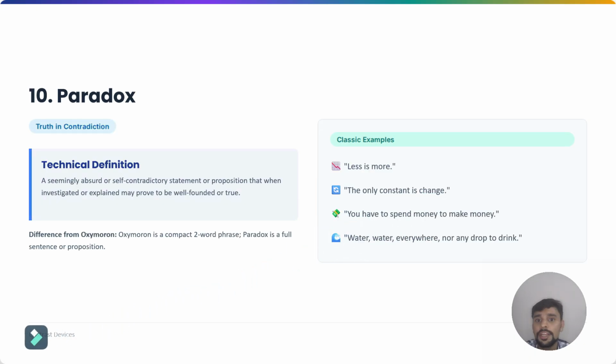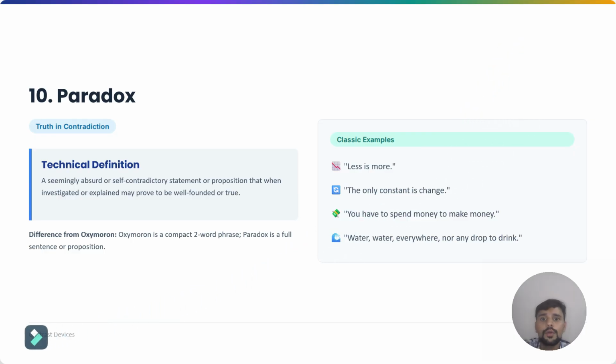Paradox is related to oxymoron, but we need to distinguish them. An oxymoron is generally a compact contradictory expression. A paradox is generally a seemingly contradictory statement or proposition that can reveal a deeper truth. For example, "less is more." At first, that sounds impossible, right? How can less equal more? But think about design. Sometimes removing unnecessary elements makes something more effective.